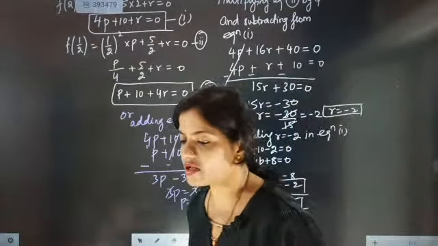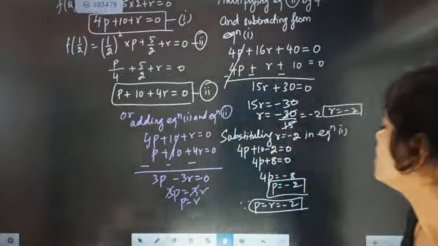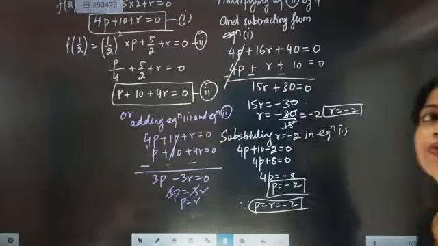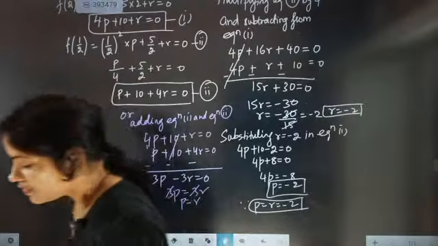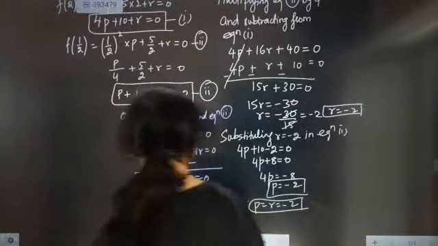So p will be equal to r equal to minus 2. So like this we can solve. Shall we go for the next question?